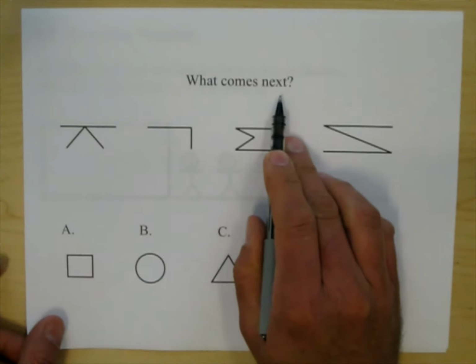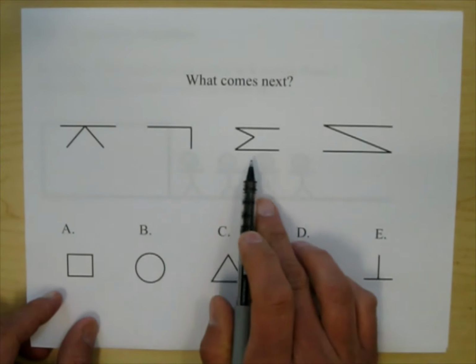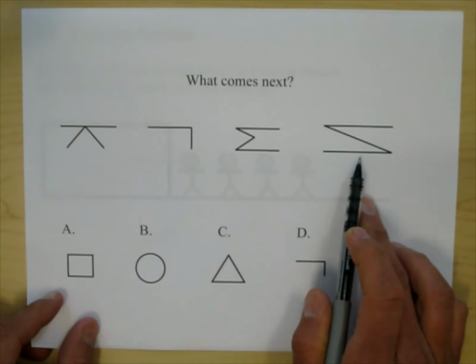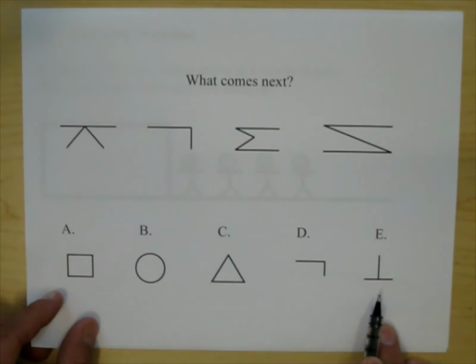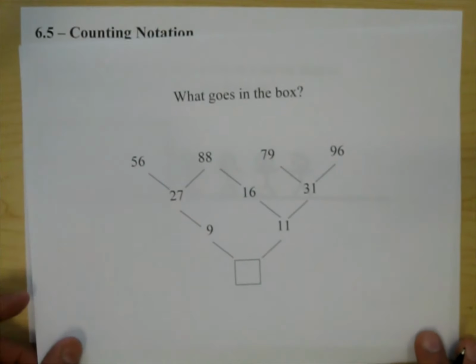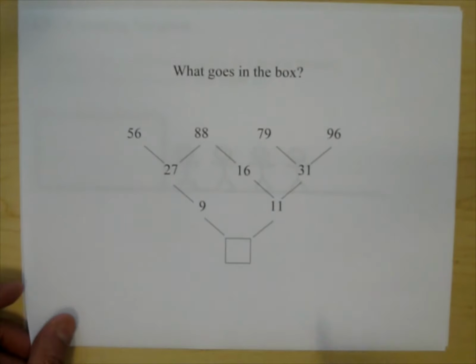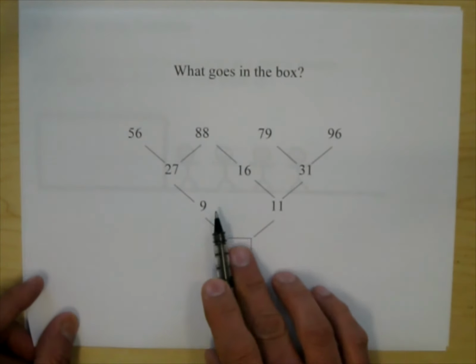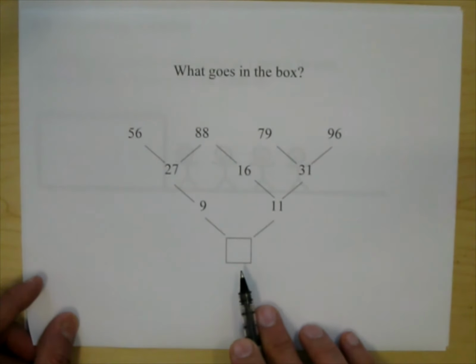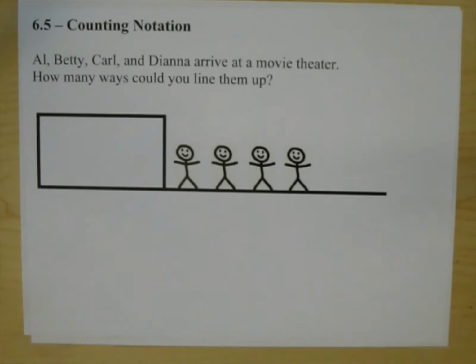What comes next? So we have this symbol, that symbol, that symbol, that symbol. And then you have to pick which symbol comes next. And then this one right here, what goes in the box? Okay, so some number goes in there. So those are the puzzles. We'll come back at the end and do those puzzles.